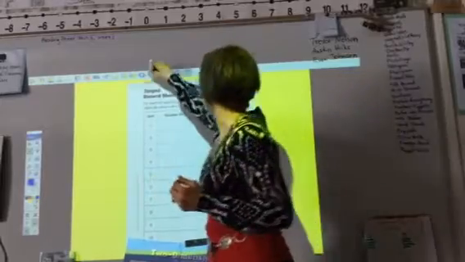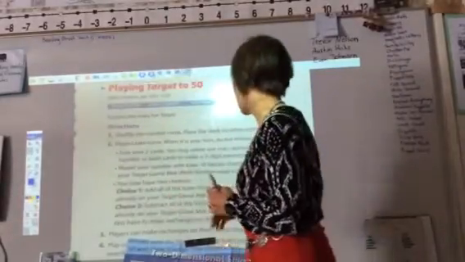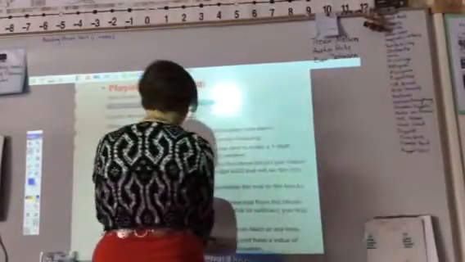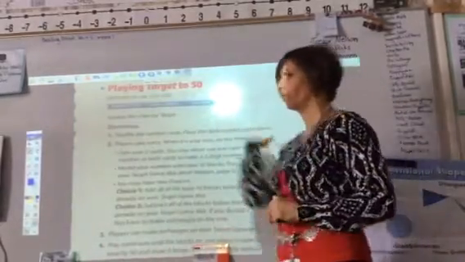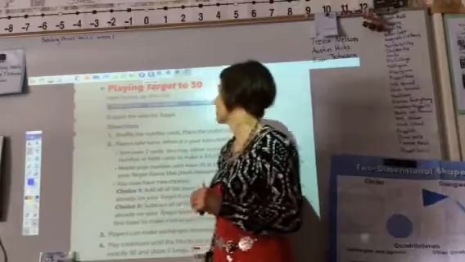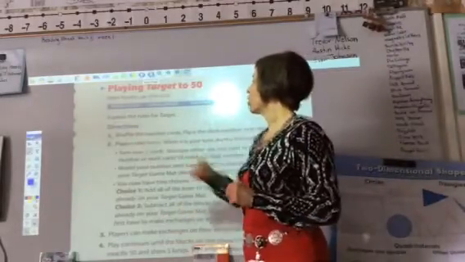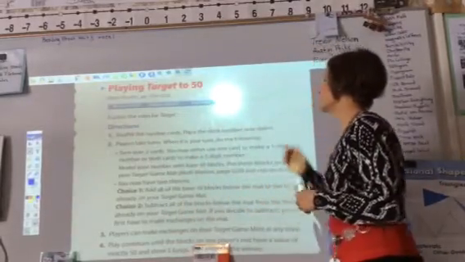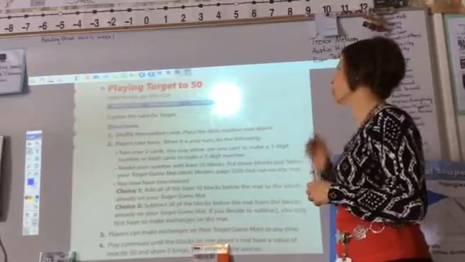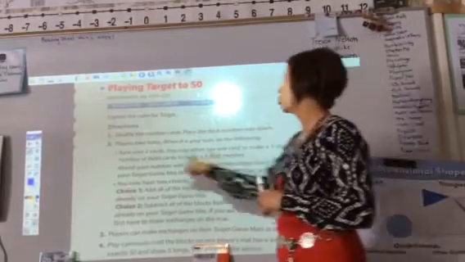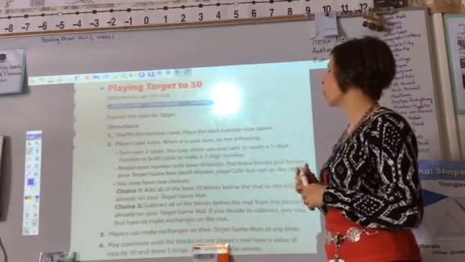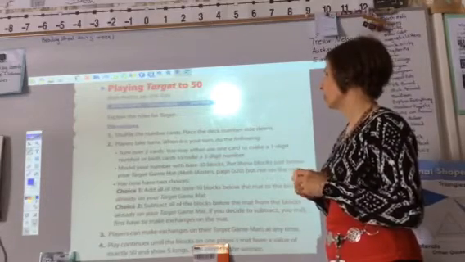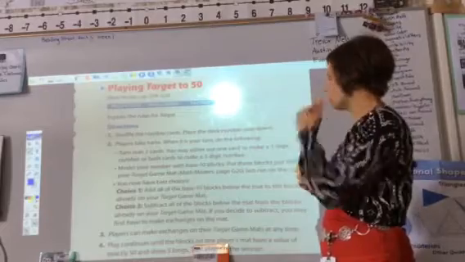And then we have Playing Target 50 as another center. You took a picture of this. I did take a picture of this because the directions were from 5 units ago, so I couldn't remember how to play myself. So it says, shuffle the number cards. Place the deck number side down. Players take turns. When it's your turn, do the following. Turn over 2 cards. You may either use 1 card to make a 1-digit number or both cards to make a 2-digit number. Model your number with base 10 blocks.